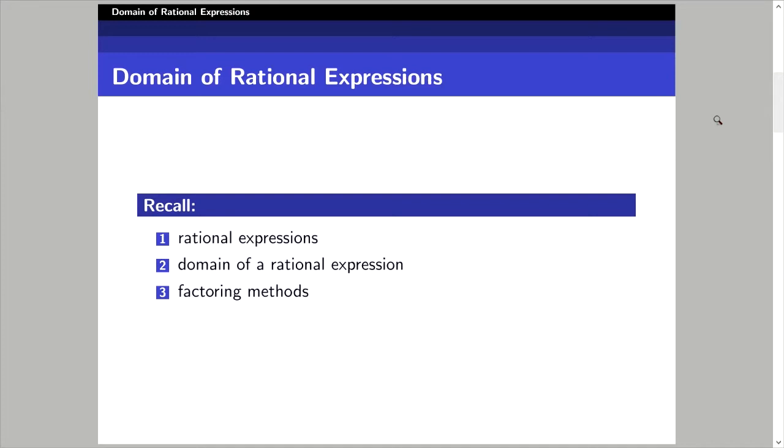And lastly, we should have a vast knowledge in factoring. Okay? Are you ready to find the domain of rational expressions? Please watch this video clip.